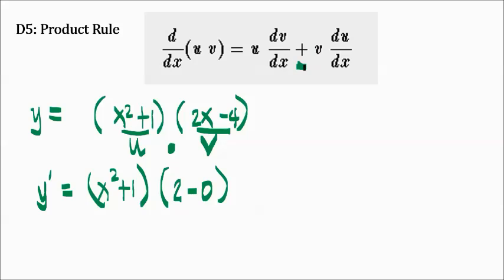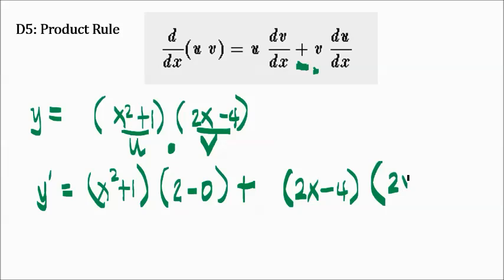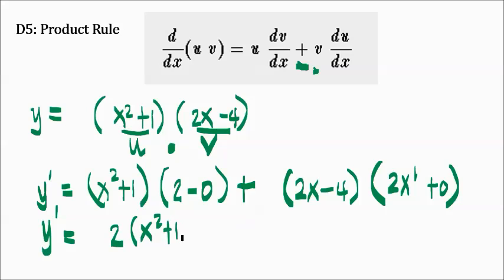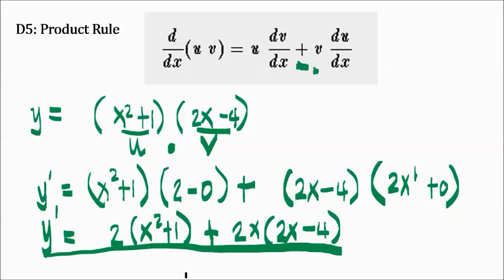Then we put addition sign. So copy v. So our v is 2x minus 4. Then derivative of u. The derivative of u is 2x raised to 1 plus 0. Okay? So then we can just simplify. So y prime is equal to x squared plus 1 times 2, plus 2x times 2x minus 4. So this is your final answer. You can have that as your final answer.